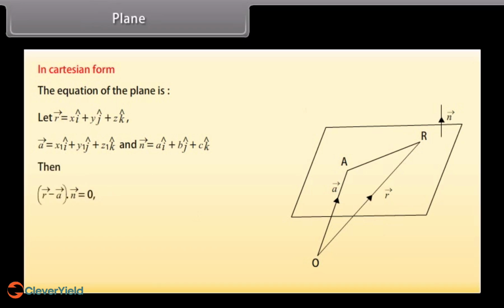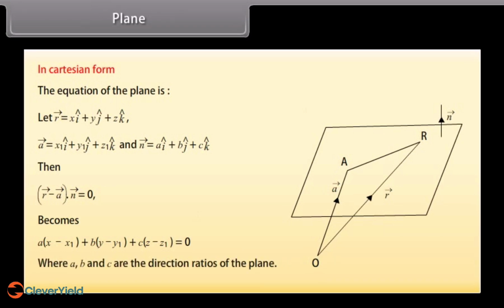Then, dot product of vector r minus vector A and vector n equals 0 becomes a into x minus x1 plus b into y minus y1 plus c into z minus z1 equals 0, where a, b, and c are the direction ratios of the plane.